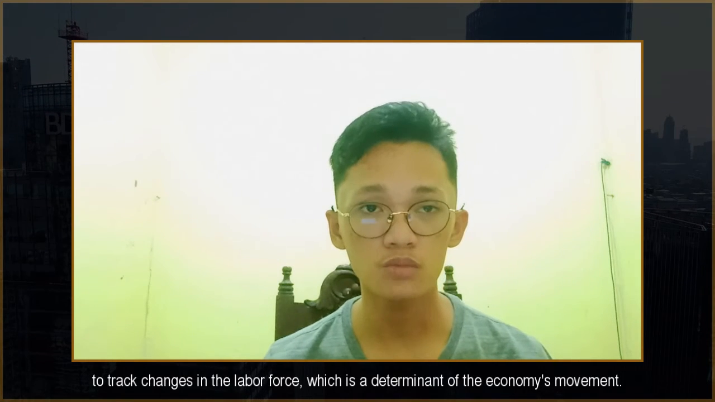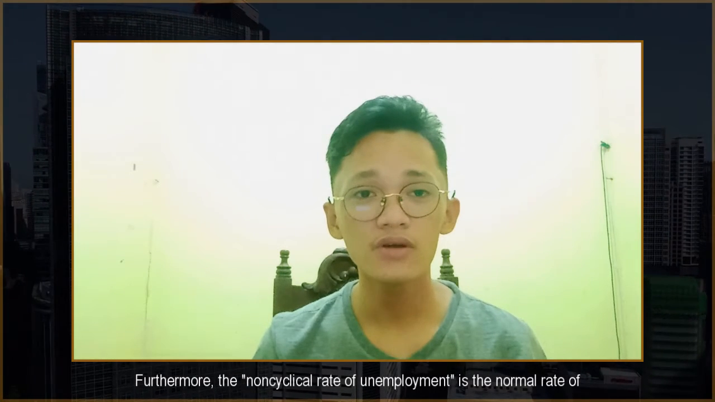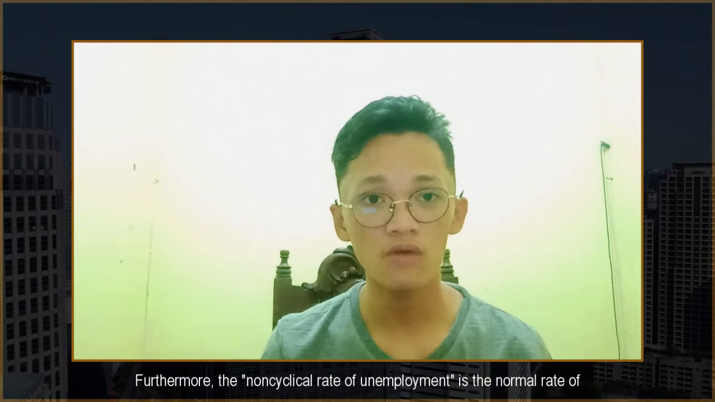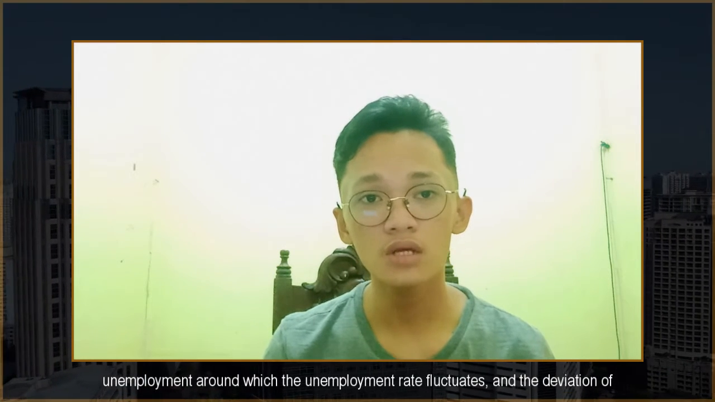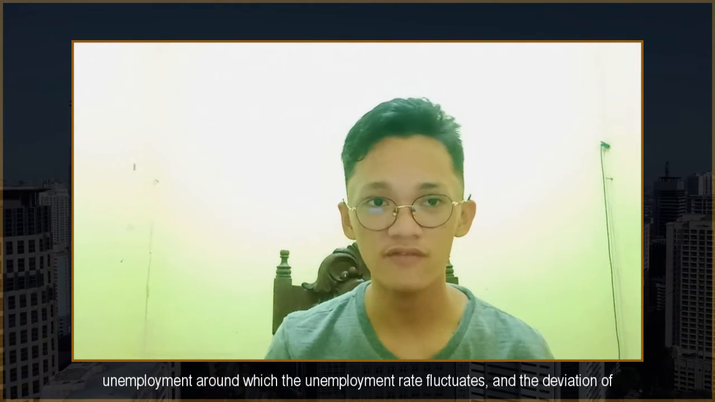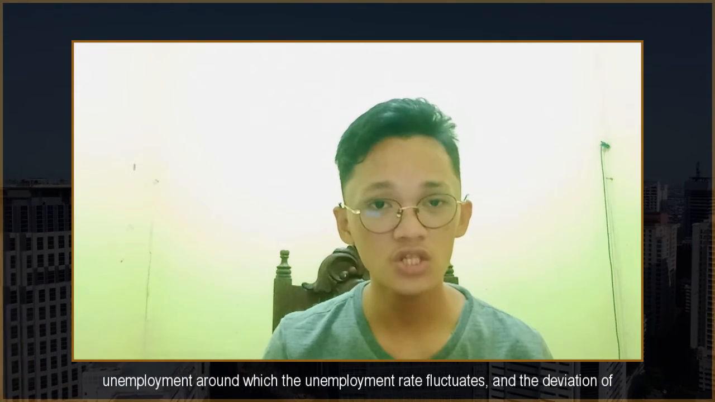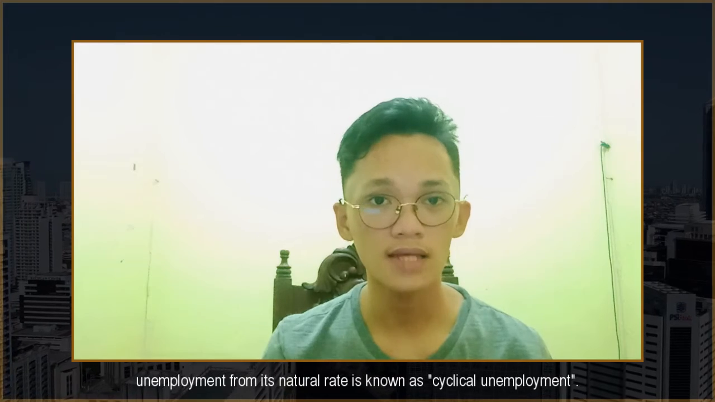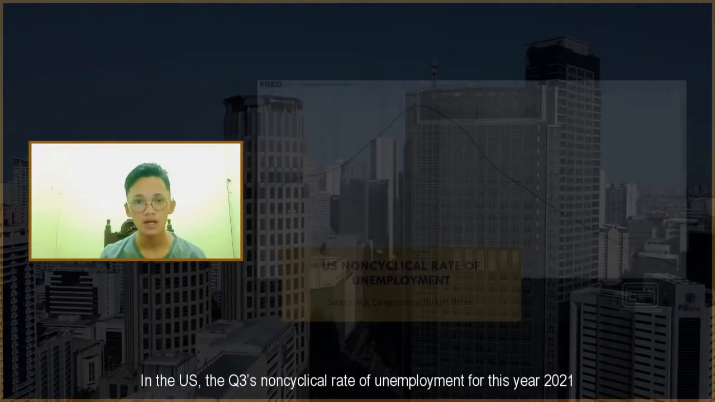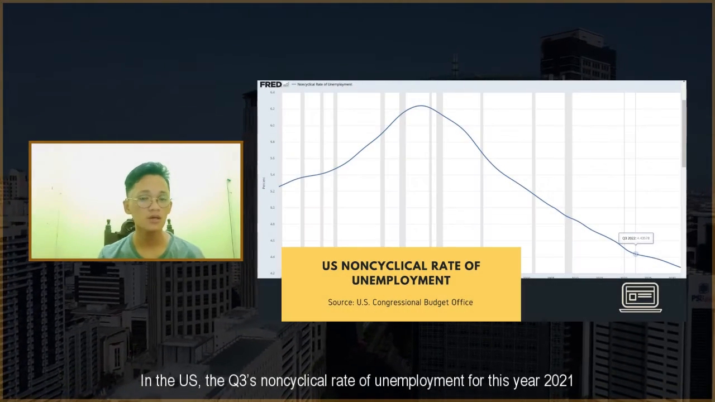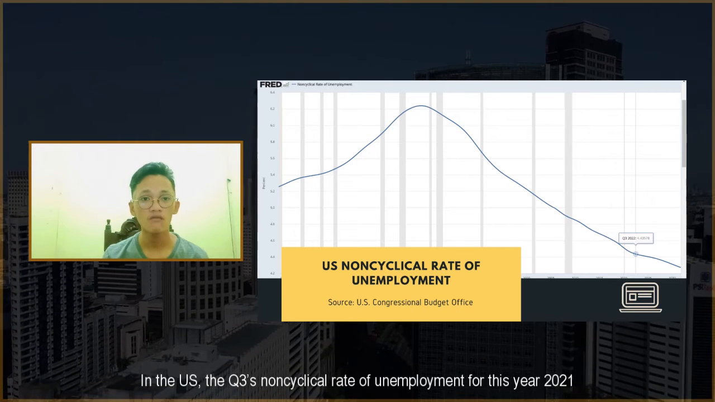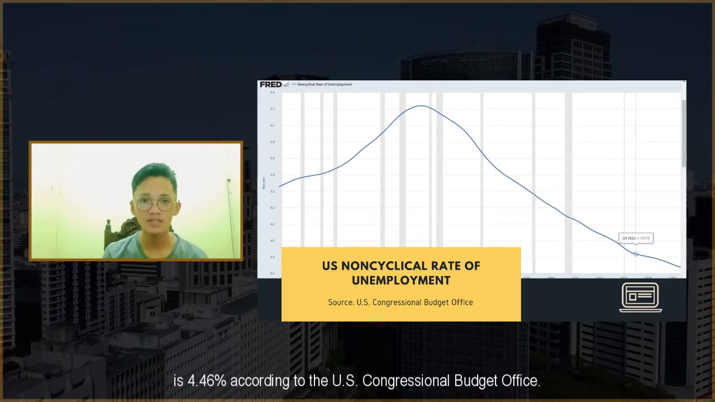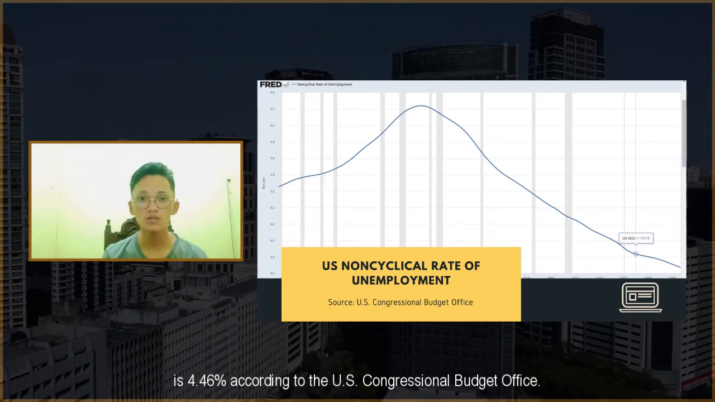All of this information enables economists and policymakers to track changes in the labor force, which is a determinant of the economy's movement. Furthermore, the non-cyclical rate of unemployment is the normal rate of unemployment around which the unemployment rate fluctuates, and the deviation of unemployment from its natural rate is known as cyclical unemployment. In the United States, the Q3 non-cyclical rate of unemployment for this year 2021 is 4.46%, according to the U.S. Congressional Budget Office.